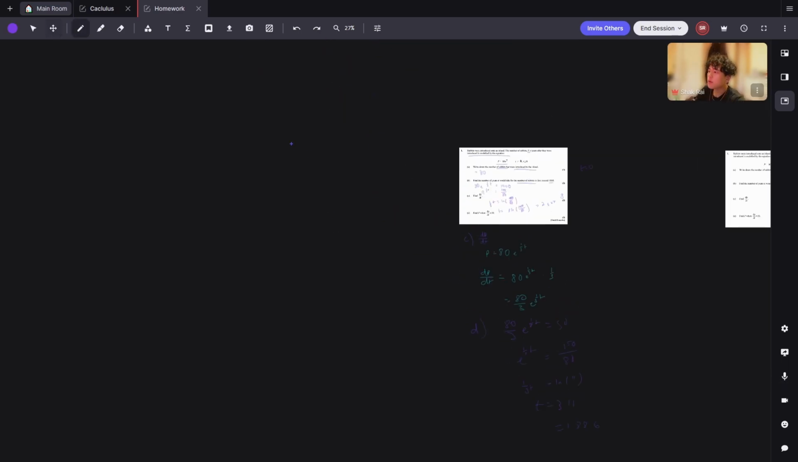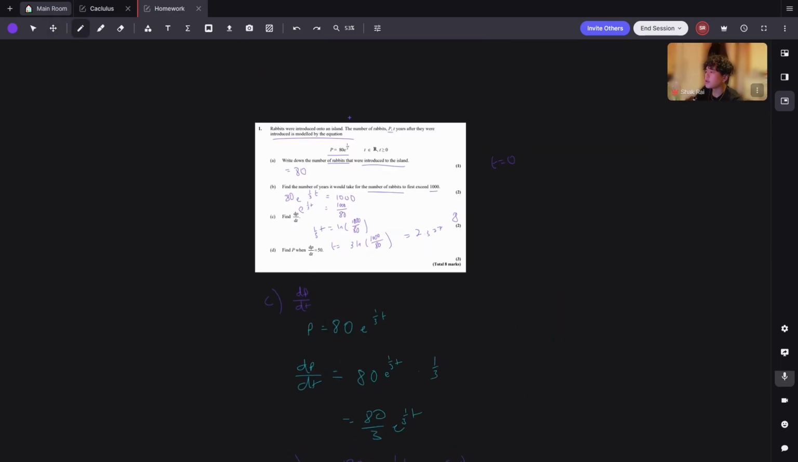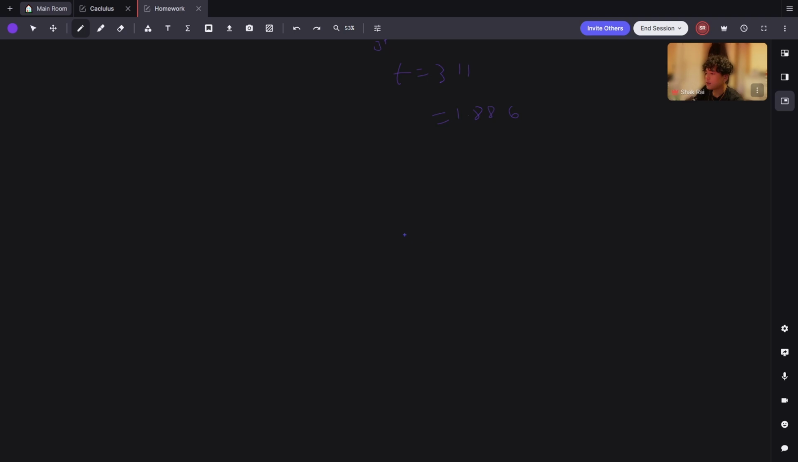And this equals 1.886. Okay. And obviously we're not done yet because we need to find what p is. So p equals 80 e to the power of 1 over 3 multiplied by 1.886, and this equals my answer.